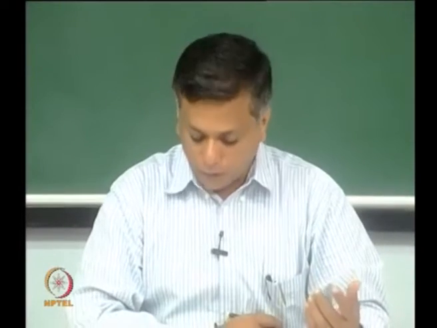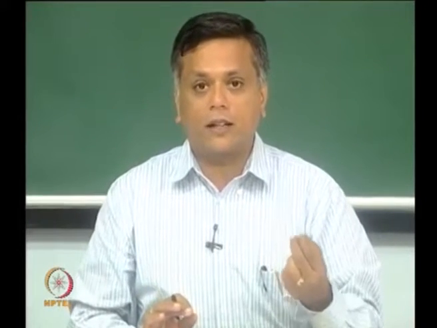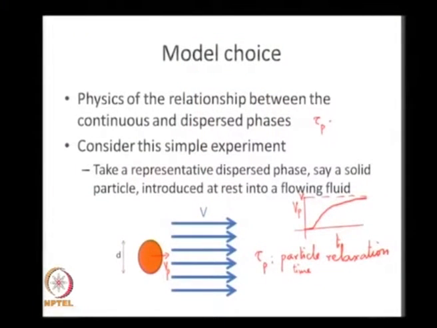If one of my dispersed phase particles is introduced at rest locally into an acceleration field, the time taken by the particle to reach the velocity locally at every point, okay, is proportional to this number, where rho p is the density of the particle, dp is the size of the particle, and mu c is the viscosity, dynamic viscosity of the continuous phase.